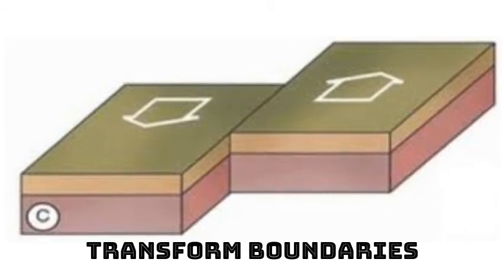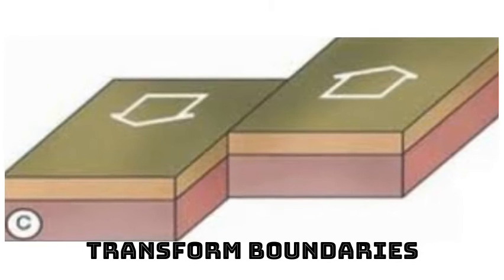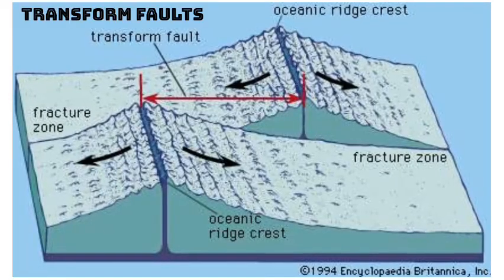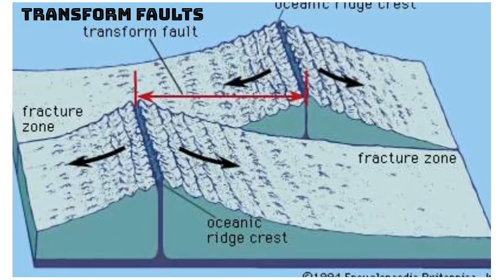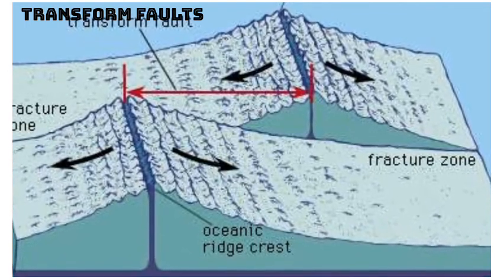Transform plate boundaries are when the plates slide past each other without damaging or producing crust. They are most commonly found on the ocean floor. Transform faults are part of fractures causing the oceanic crust to be transported to deep ocean trenches.